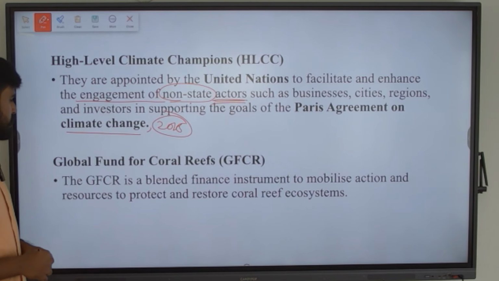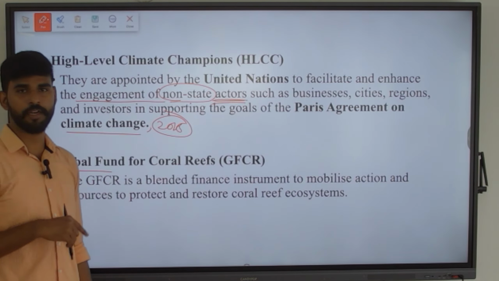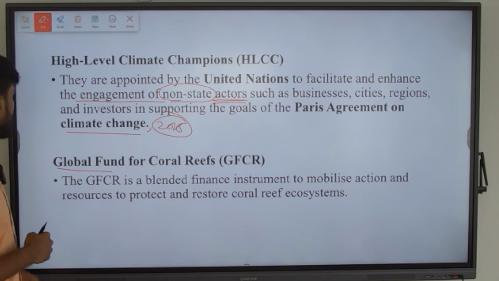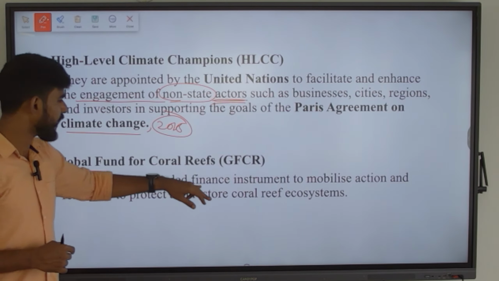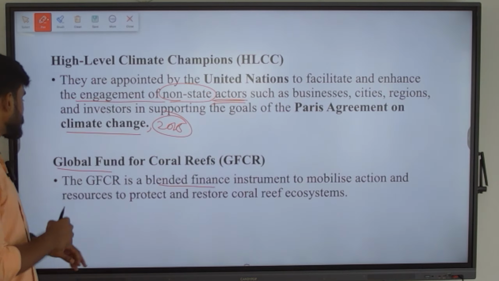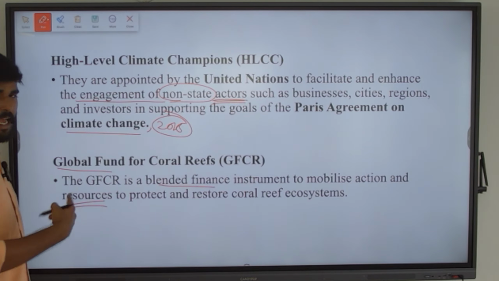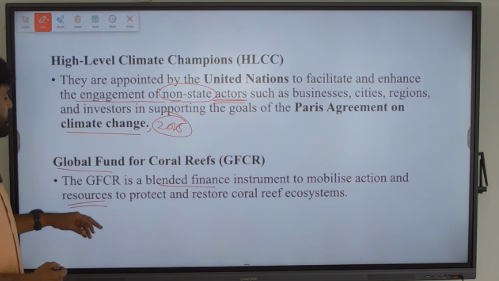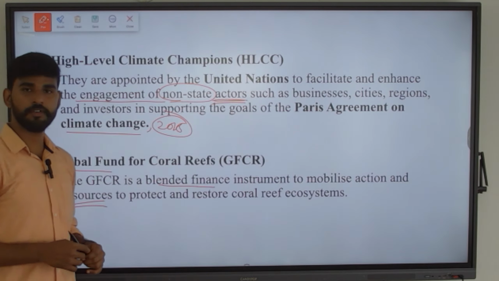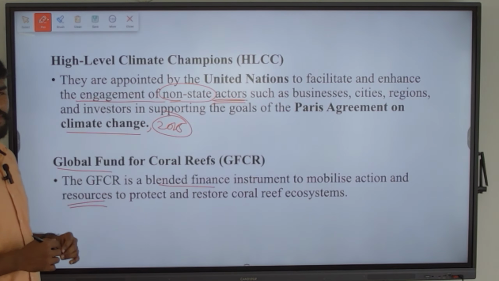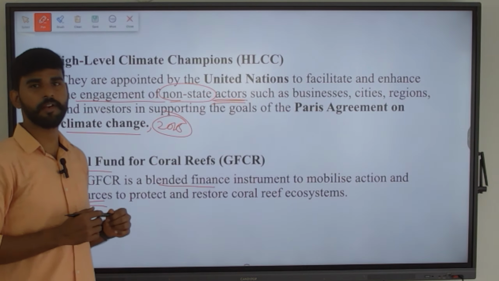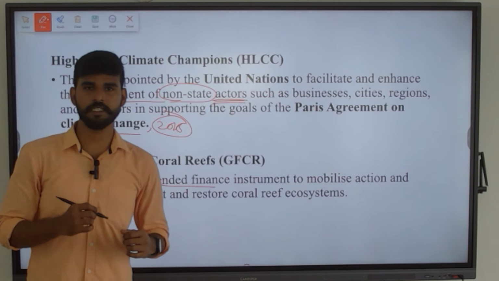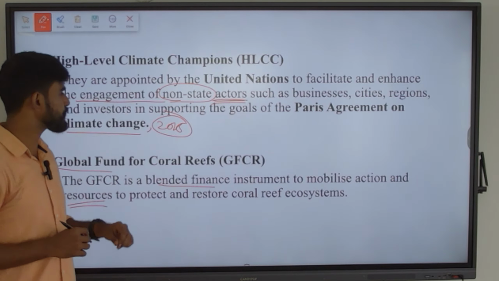Next is the Global Fund for Coral Reefs. This is yet another organization which is involved in this breakthrough. It is a blended finance instrument to mobilize action and resources. So it mobilizes both action, that is initiatives, and resources to protect and restore the coral reef ecosystem. So these are the 3 bodies which are involved in this Coral Reef Breakthrough Initiative. So all these details we need to understand.